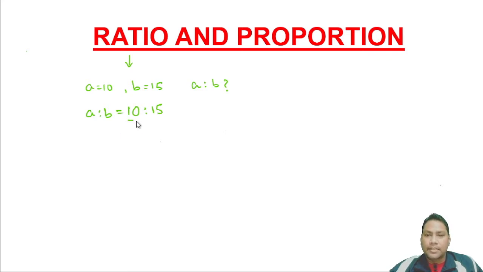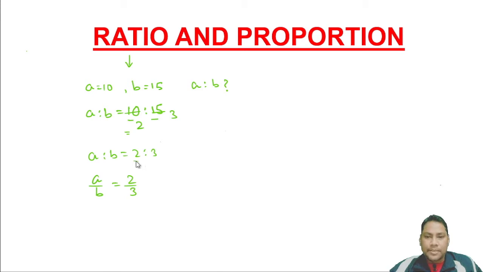Here 10 and 15 are divisible by 5, so we will divide by 5. This will become 2 and this will become 3. We can now write A is to B is 2 is to 3, and we can also write it as A by B equals 2 by 3.